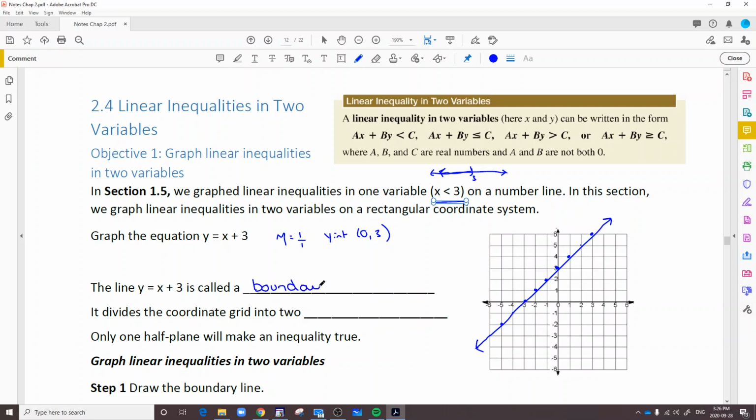It splits. Sorry, I can't talk and write at the same time.